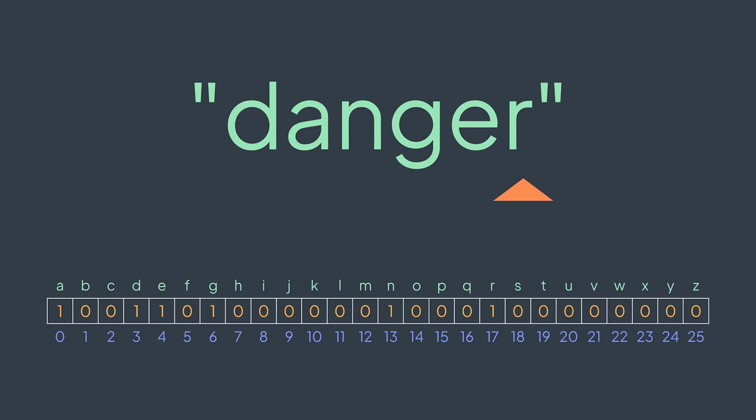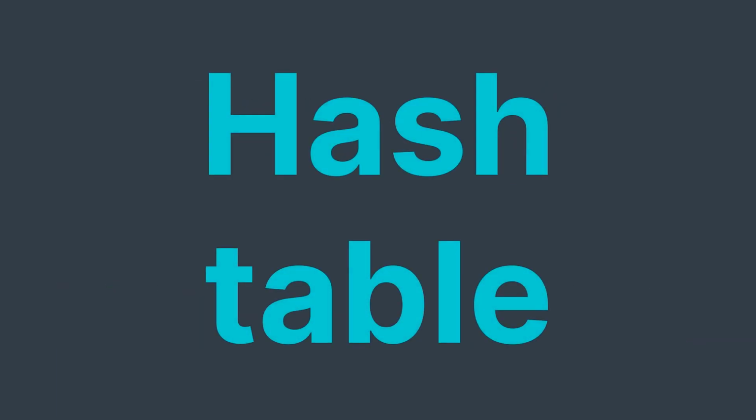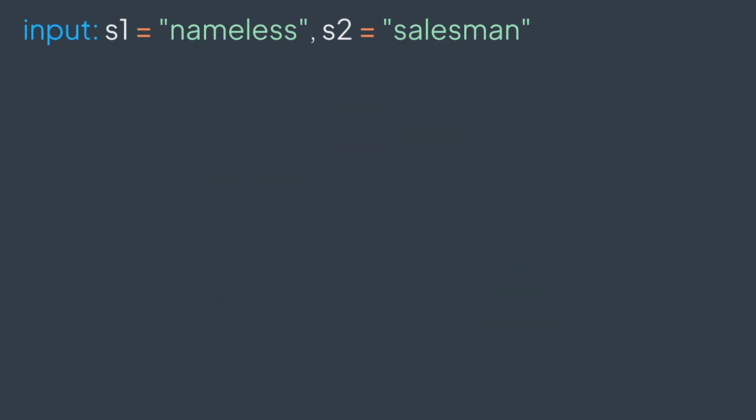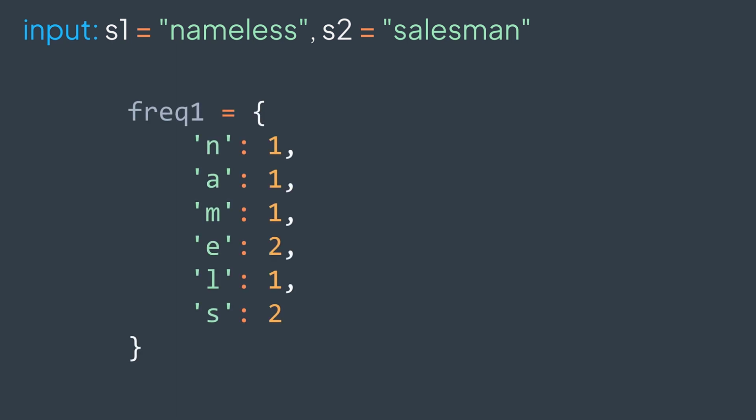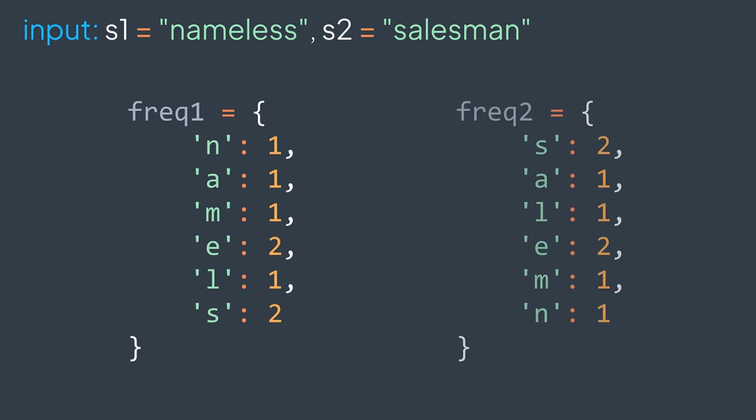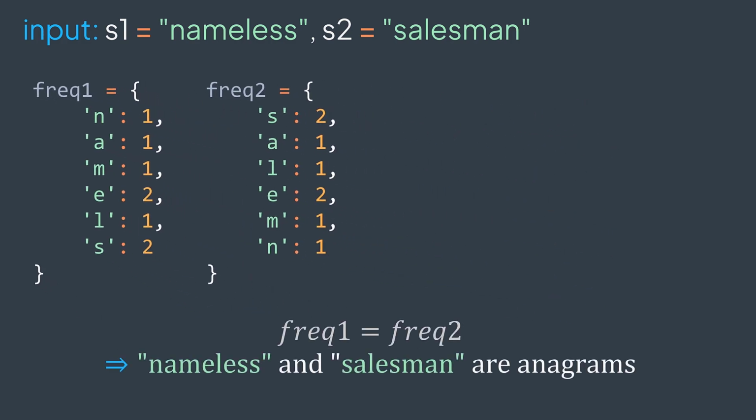The best structure for our problem is the hash table, a structure that maps unique keys to values. In our case, the key will be the character and the value's number of occurrences. For example, if we have nameless and salesman, with nameless we get this hash table, and with salesman we get this one. Here they have the same keys with the same values, so they're equal. It means that nameless and salesman are anagrams.